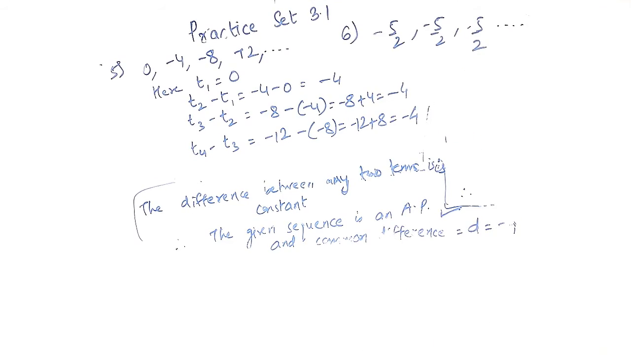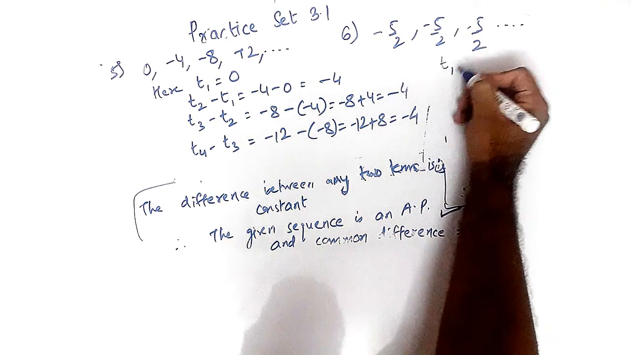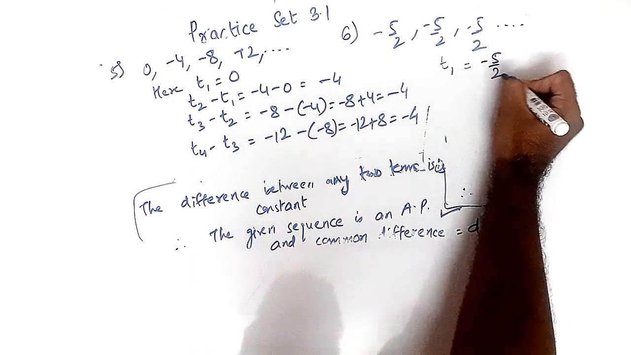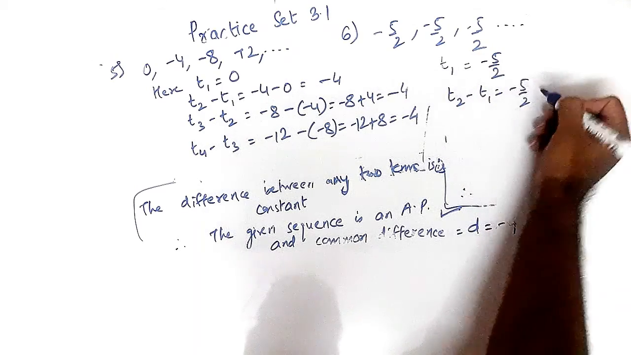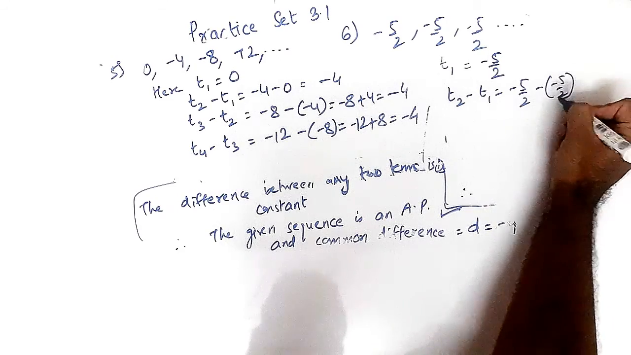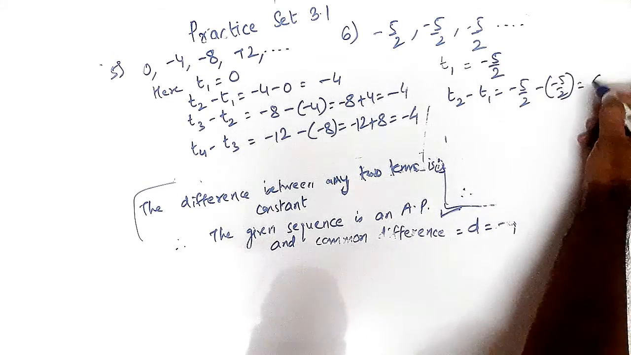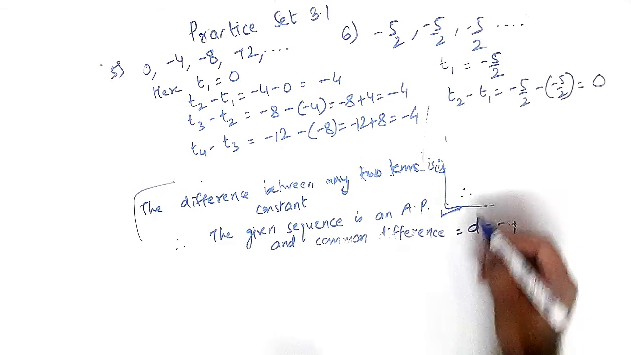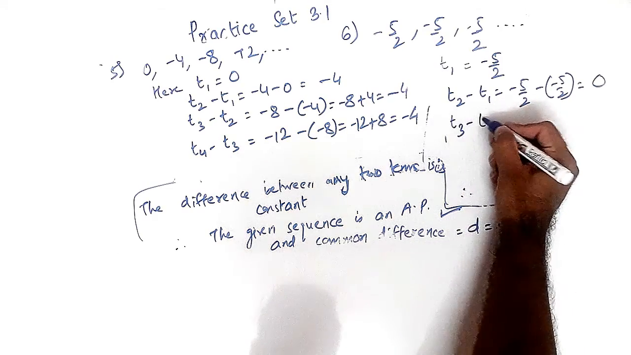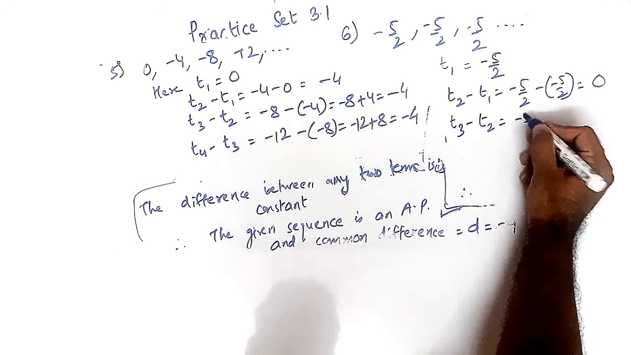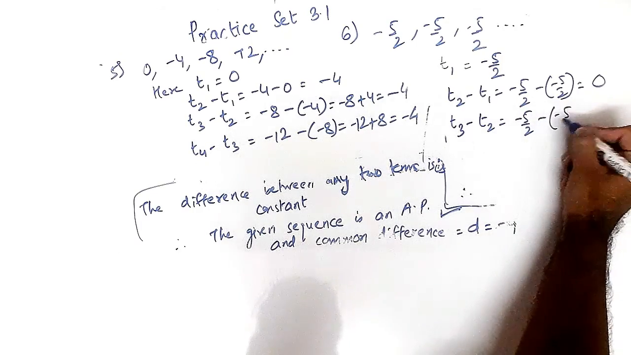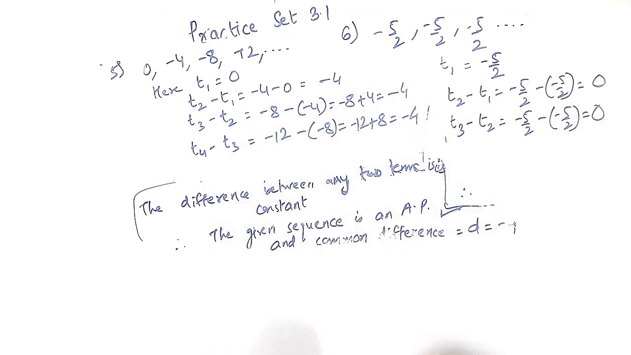Sum number 6 is something new for you where all the terms you can see are same. So I'll write T1 is minus 5 upon 2, T2 minus T1 is minus 5 upon 2, minus 5 upon 2, so that becomes plus 5 upon 2. Your answer is 0. What is T3 minus T2? T3 minus T2 is again the same, minus 5 upon 2 minus 5 upon 2, that is also equal to 0.